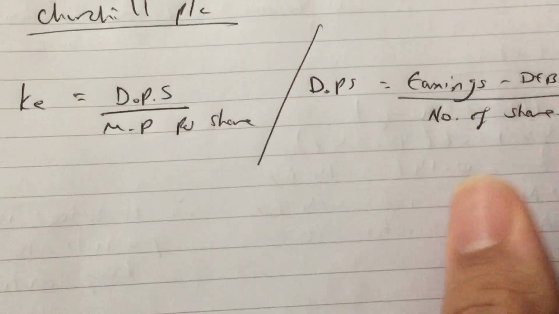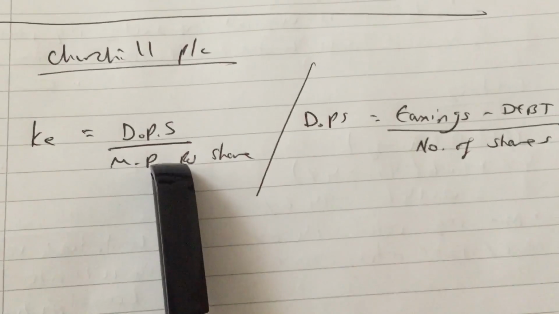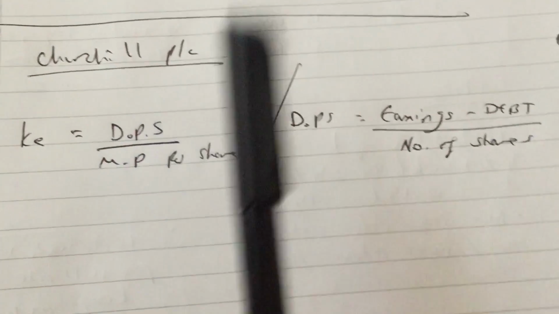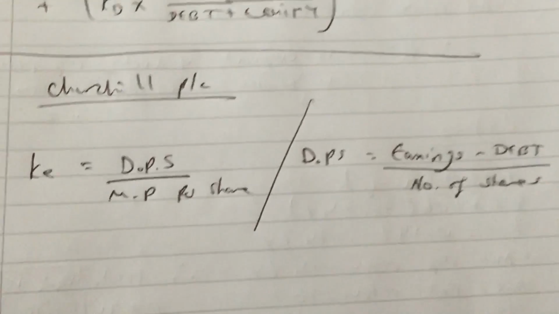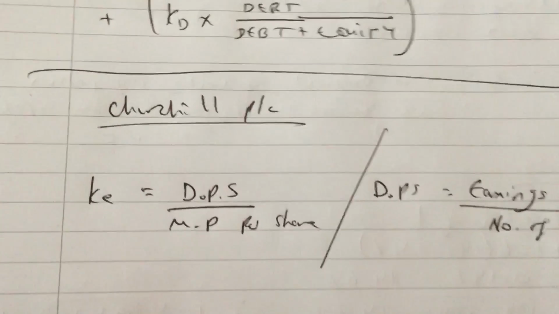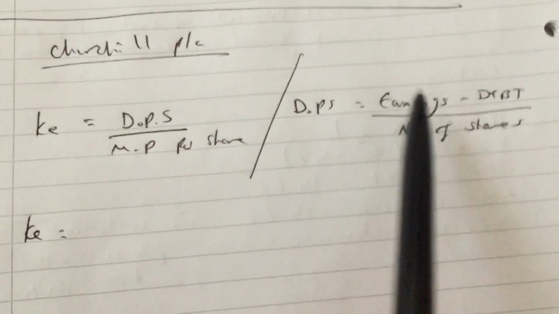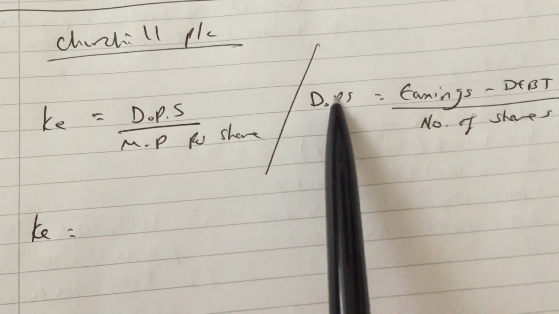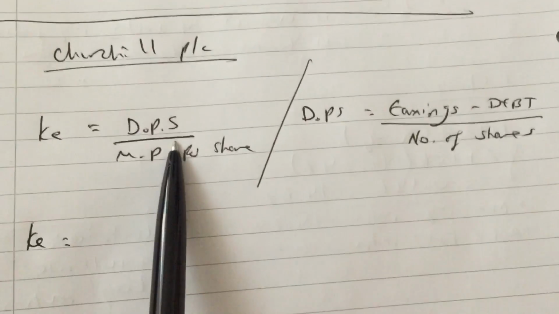So no more Gordon growth model. If there's no percentage increase, we're using these two formulas: cost of equity equals dividend per share divided by market price per share, and since they don't give us the dividends per share, dividends per share equals earnings minus debt divided by number of shares. So let's work out the cost of equity for Churchill PLC. First we look at this formula to get dividends per share, so then we can put it into this formula to work out cost of equity.